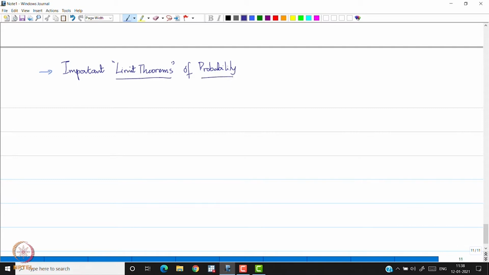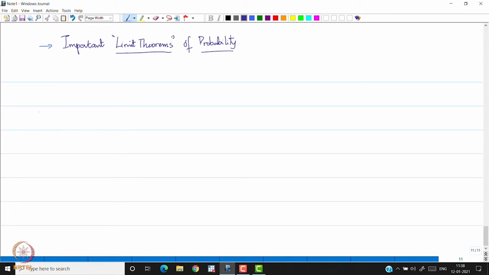One of them I will prove because it is very easy, that is the weak law of large numbers, which is what we will take up first. What are these theorems going to be applicable to? They will be applicable to a collection of IID random variables.